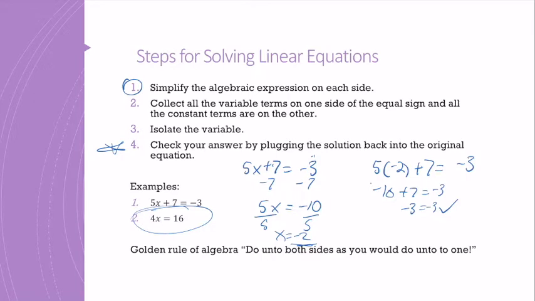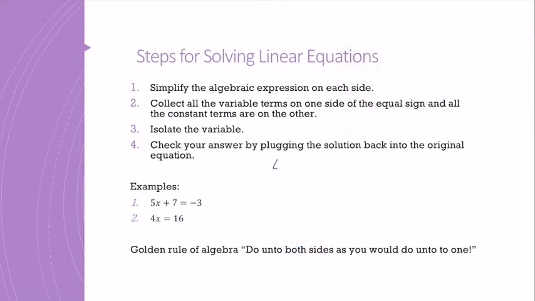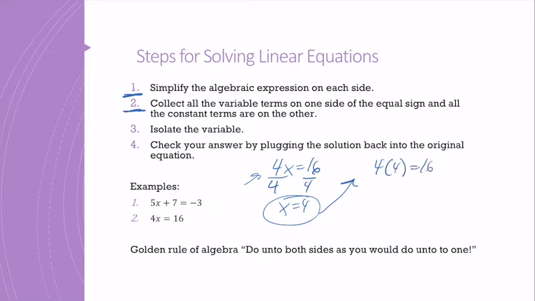I have 4x equals 16. I can't simplify either side. I don't need to collect all my variable terms on one side or the other. I can just go ahead and isolate my variable by dividing by the coefficient. I get that x equals 4. I can check my solution. 4 times 4 equals 16.